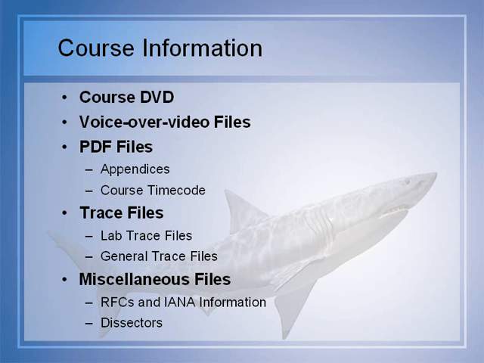In the miscellaneous files directory, you'll find some of the RFCs, the request for comments, and some IANA documents. In addition, you'll find some of the Wireshark dissector code. The dissectors are Wireshark's decodes, the code that allows Wireshark to look at a packet and identify it as a certain protocol, and then to break apart the fields inside of those packets.